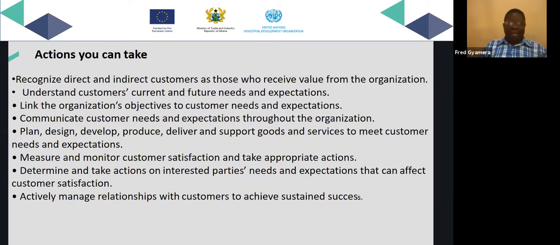So in your planning, in your continuous improvement activities, you look at the customer's expectations and needs. Then you manage the relationship. So you see how they interact, all the 7 principles. We are talking about the first principle, but you see, managing the relationship with the customer is coming in for you to be able to achieve sustained success, not one time.